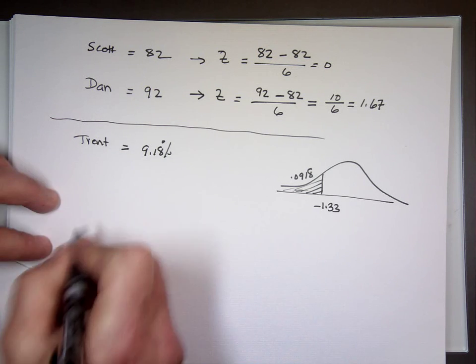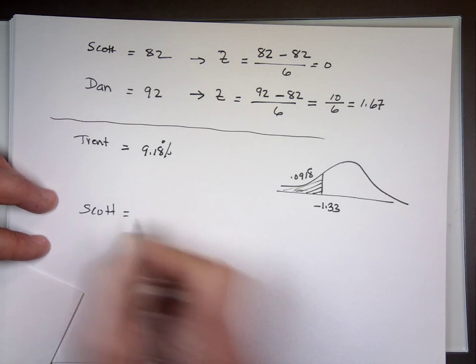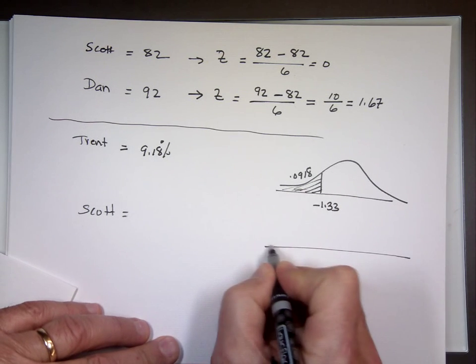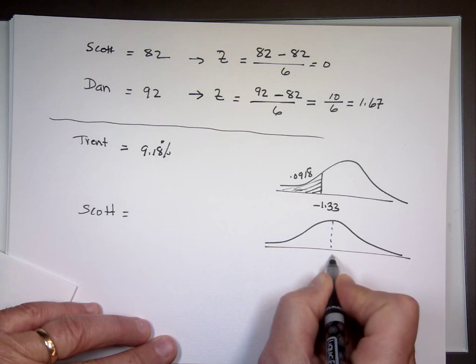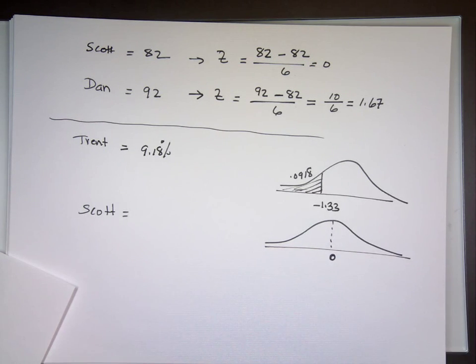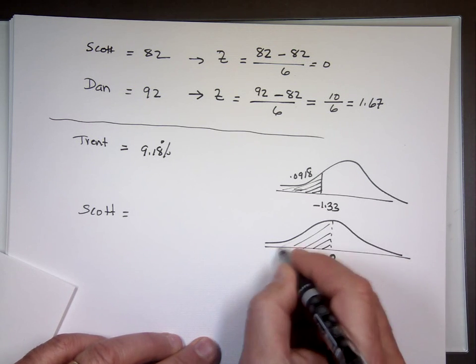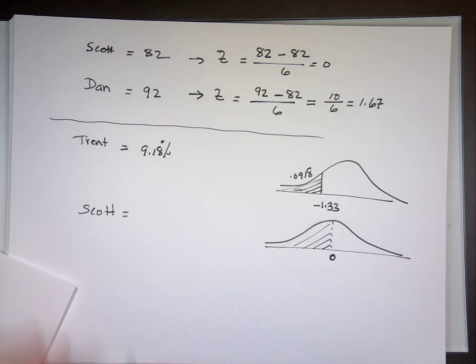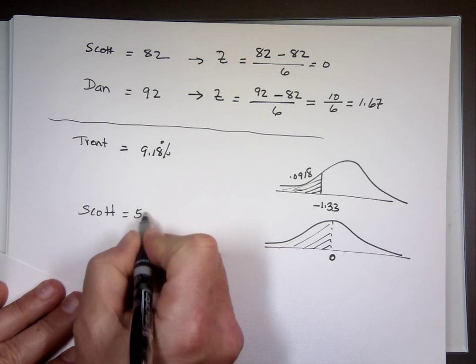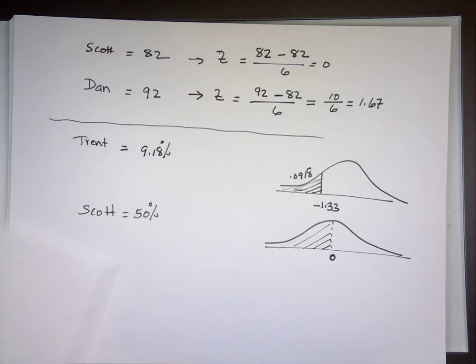Scott here, his z-score was 0. I already gave you the answer. Well, I don't even have to look at the table. We know the whole area is 1. So what's half of that? 0.5, which is what? 50%. So he's right in the middle of the class.